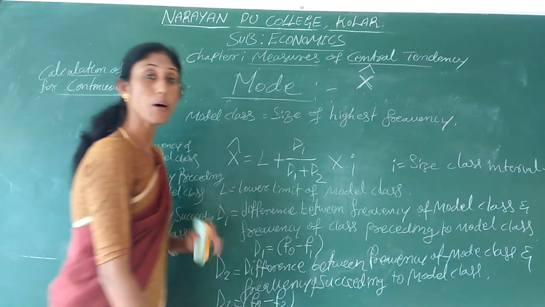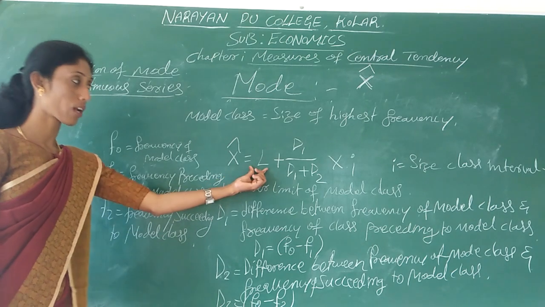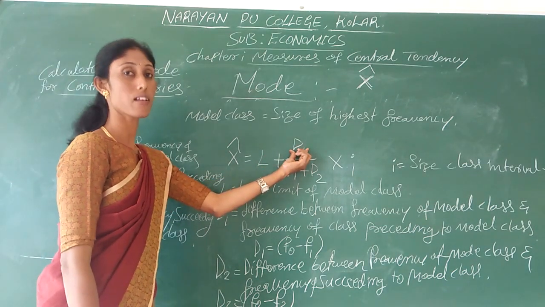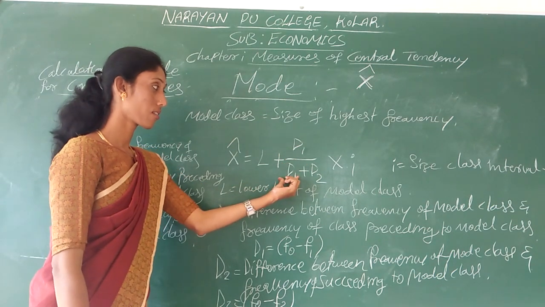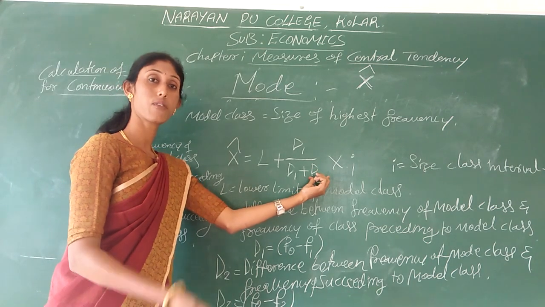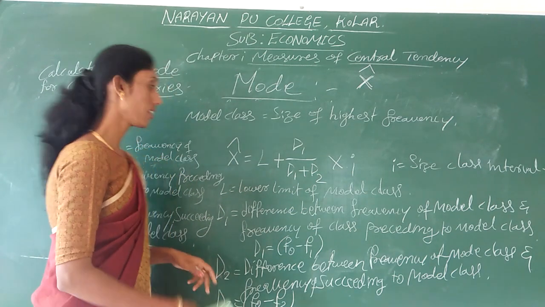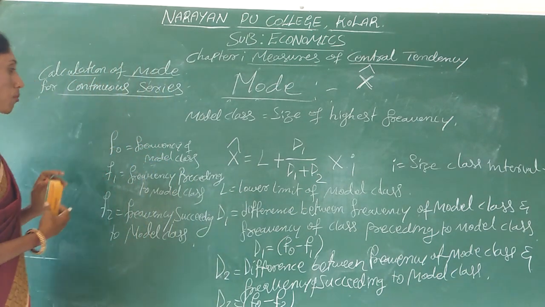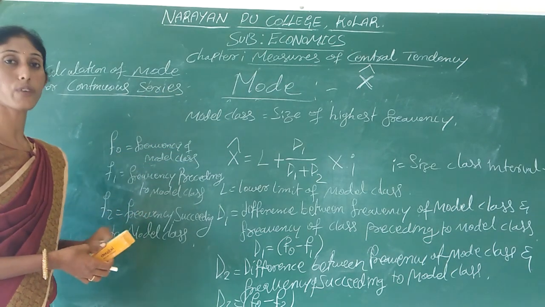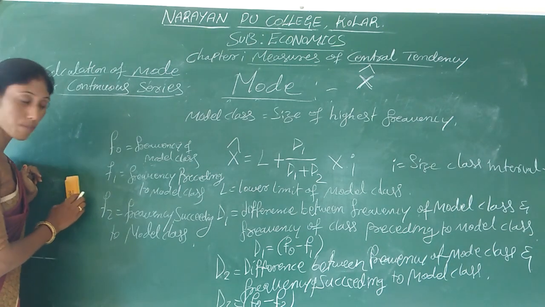Class interval of the mode class. This is the formula. L means lower limit of the mode class. B1 means difference between F0 and F1. B2 means difference between F0 and F2. Got it right? Then we'll discuss one problem, and you will clearly understand how to find the mode by using these two particular formulas. I hope you understood.